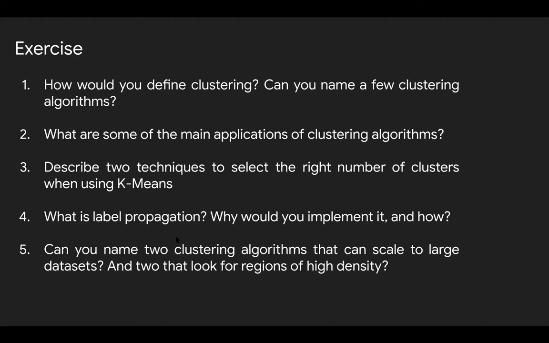And what is label propagation? Why would you implement it and how? So when we have a data set where we don't have all labels, we have partly labeled and the others are not labeled, then we can make use of representatives. We can make one of the labels represent the others, and we can now propagate the label to the other instances that don't have labels.